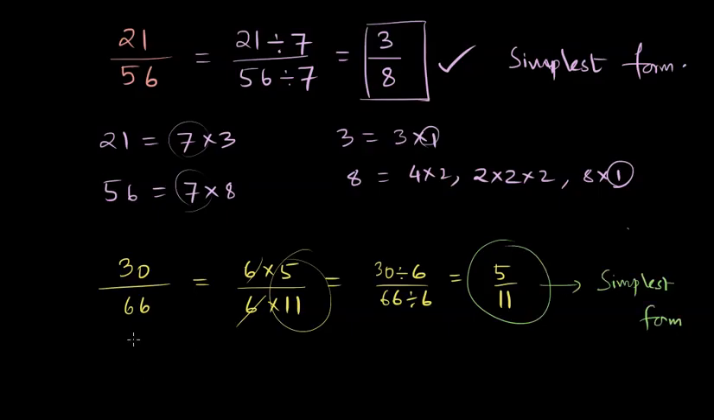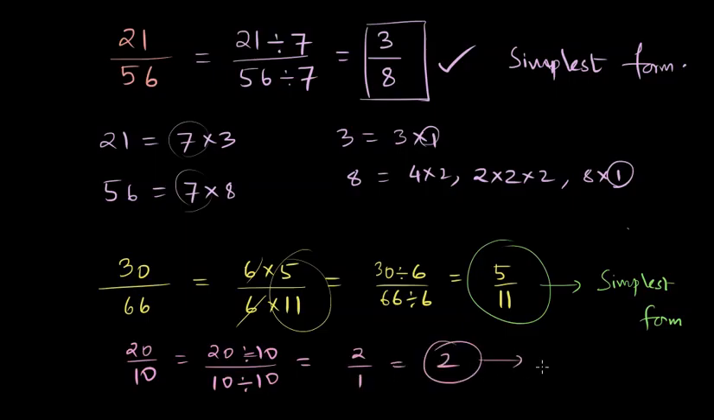Now what about 20 divided by 10? Now you can directly divide 20 by 10. So basically 20 divided by 10, and in the denominator as well you will have 10 divided by 10. You get 2 over 1, which is nothing but 2. So you don't really have to write the denominator, but there is no common factor for 2 and 1 other than 1. So 2 is the simplest form of the fraction here.